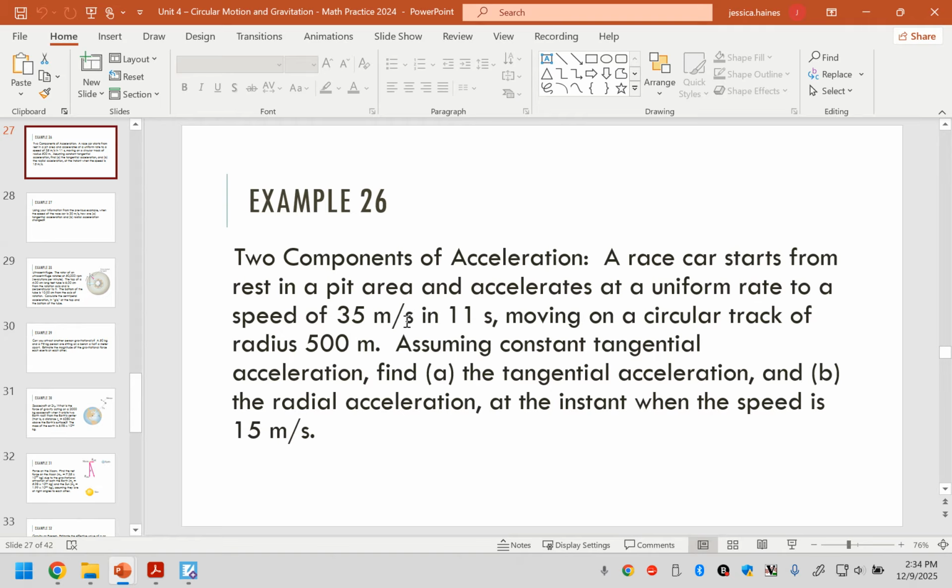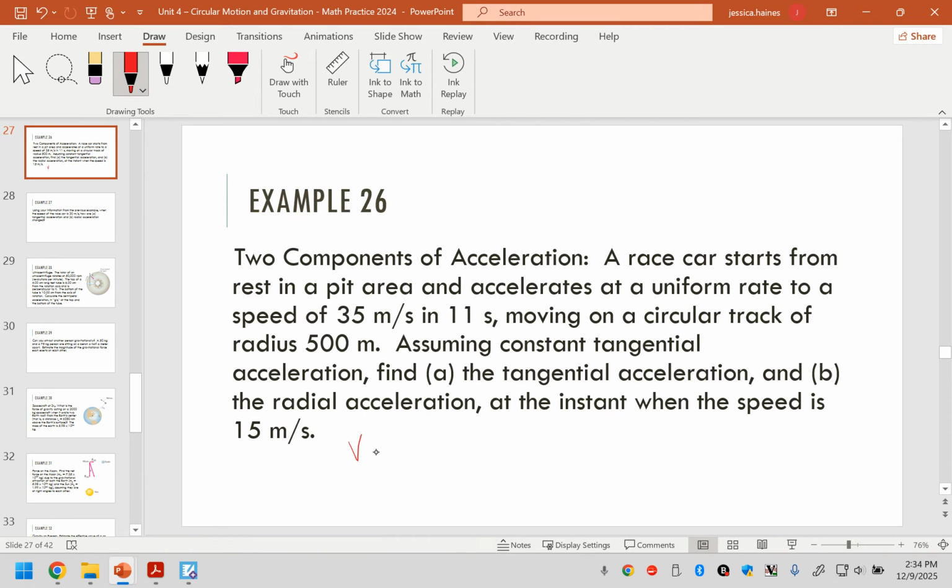So when you're reading through this problem, you notice that it has an initial velocity in the x direction, and a final velocity in the x direction, as well as a time. And if it has all three of those things, we know there's an acceleration. The acceleration, though, is tangential acceleration, which is different than centripetal acceleration.